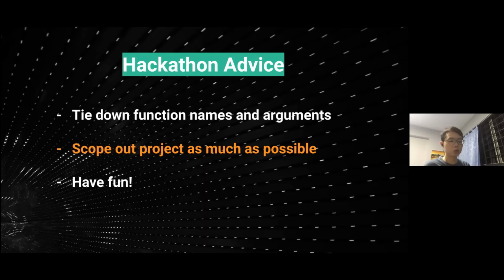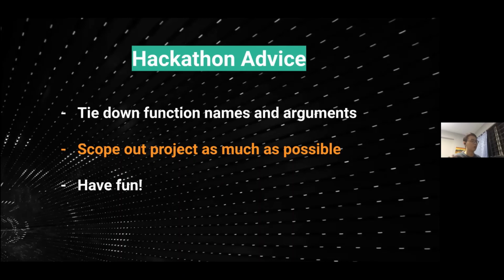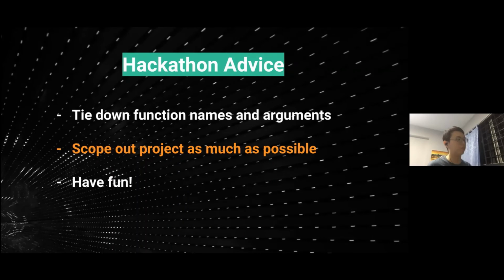Second of all is to scope out your project. Try to break it down into modular pieces so that multiple people can work on it. You have your front end, maybe you have your back end, and you have your smart contract. Try to scope that out and assign based on the number of people that you have.